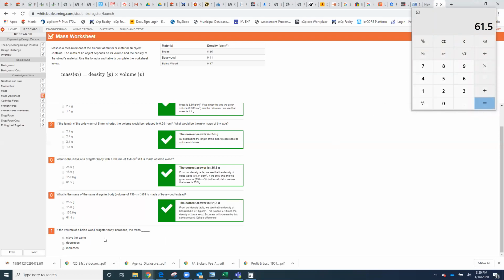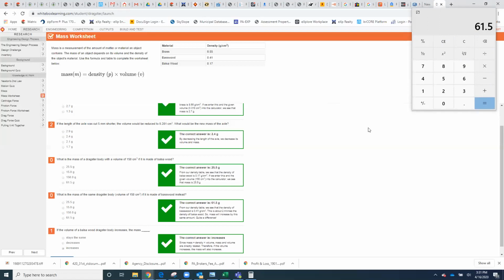If the volume of the balsa wood dragster increases, the mass either stays the same, decreases, or increases. So if something gets bigger and the material stays the same, think it over, what's going to happen to the mass? We're going to say that the mass increases.